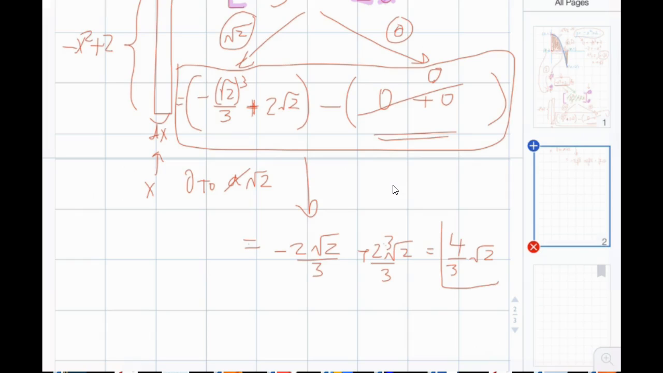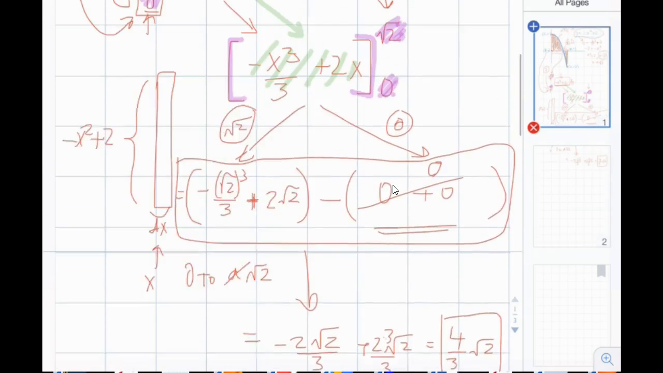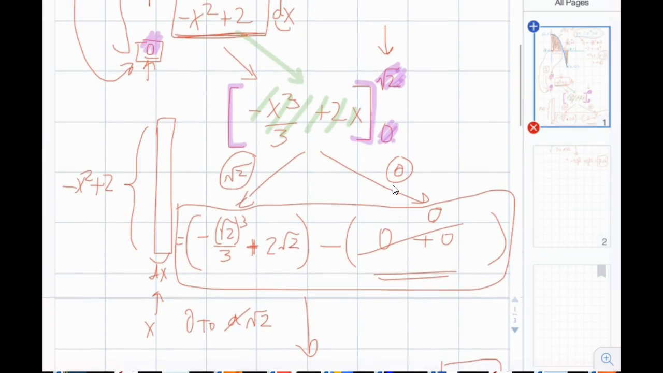What would you do for region 2? Well, region 2 has the same integral. The only thing that's different, and so I'm going to put the integral, negative x squared plus 2 is the inside, right?